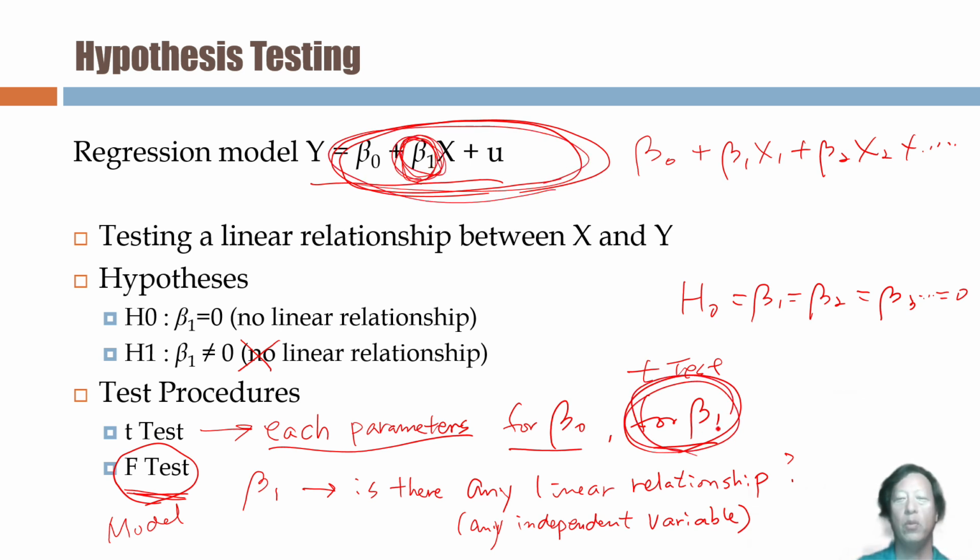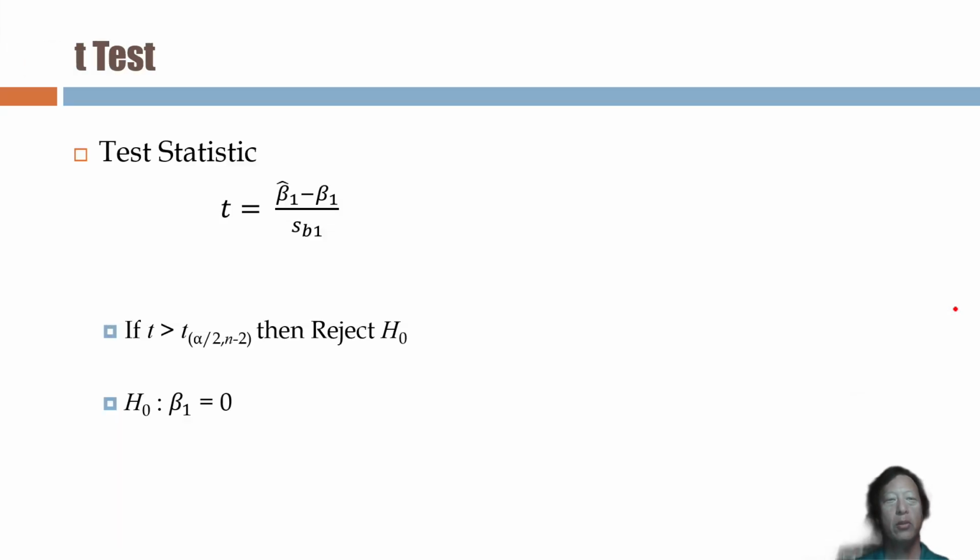So actually, is it only one? All of this will be gone because we don't have a beta 2, beta 3, and so on. So this null hypothesis is exactly the same as beta 1 is 0, same thing. That's why t-test and f-test will be the same for simple linear regression. So the t-test statistic is this one, okay? And then we have to find out what is the critical value.